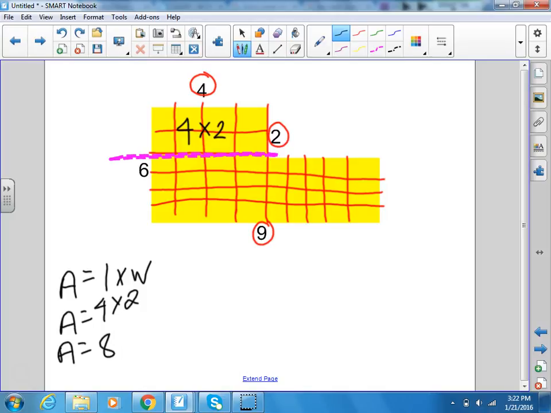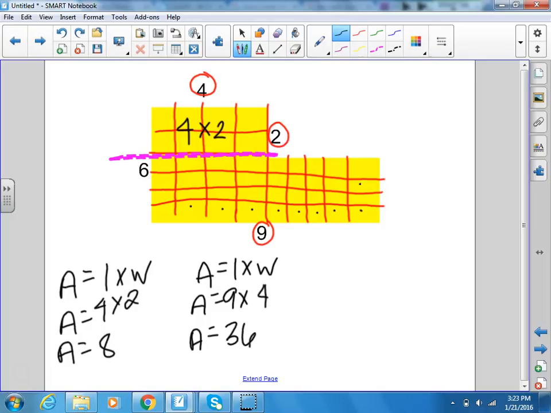For the larger rectangle, we see that it is 1, 2, 3, 4, 5, 6, 7, 8, 9. Area equals length times width. It is 9 across, and since we have this line here, we have 1, 2, 3, 4. It is 4 wide. So the area here is 9 times 4, and we can simply count each square. We know that 9 times 4 is 36.